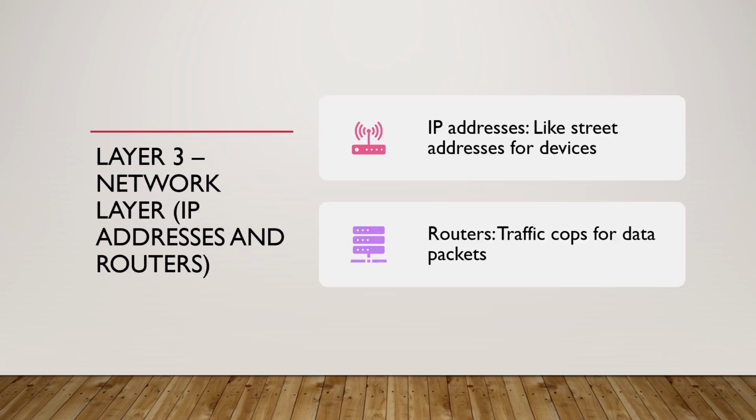Layer 3. Next is the network layer. Here devices use IP addresses, like street addresses, to know where to send information. Routers act like traffic cops, helping to send data along the right path across the internet.